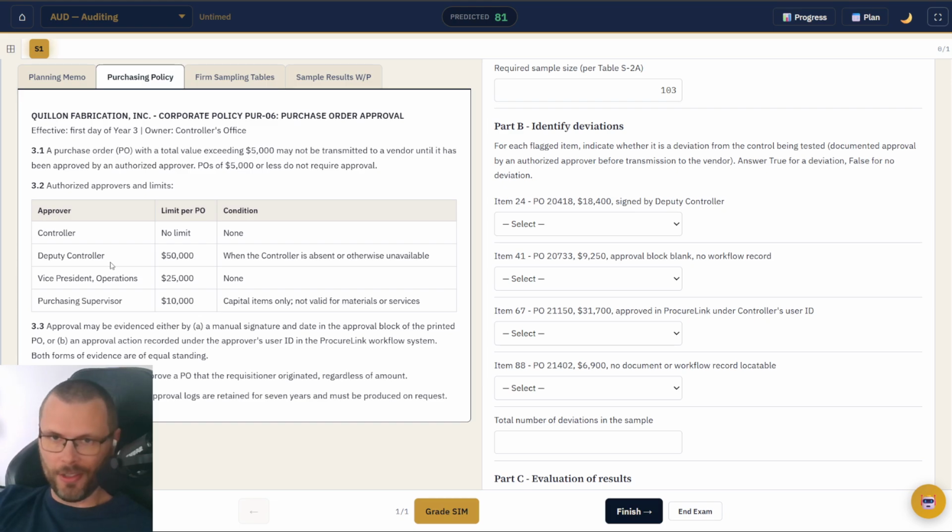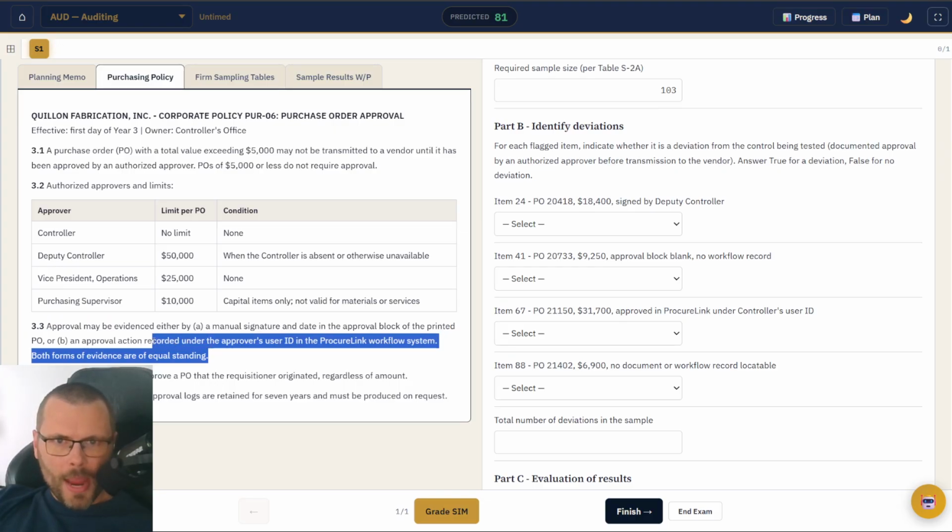Controller has final authority. That goes for a lot of places. Deputy controller, the assistant controller, the controller's right-hand man: $50,000 limit when the controller is absent or otherwise unavailable. So if they're on vacation, paternity leave, something like that. VP of Ops, $25,000, no conditions. They can just approve up to $25,000. And the purchasing supervisor, $10,000. Capital items only, not valid for materials or services. There are some notes below that.